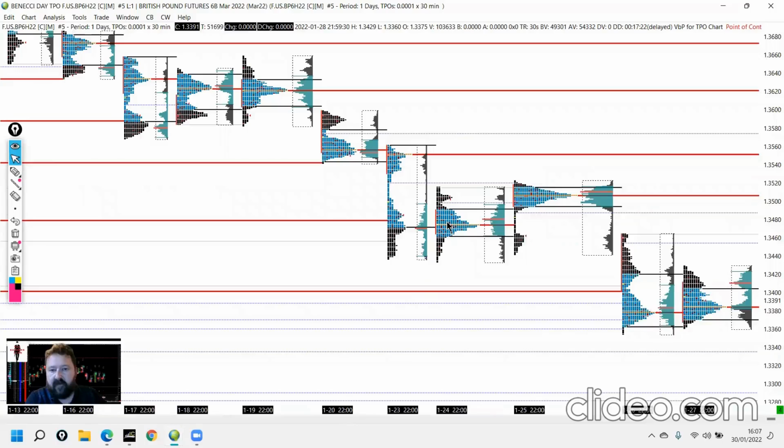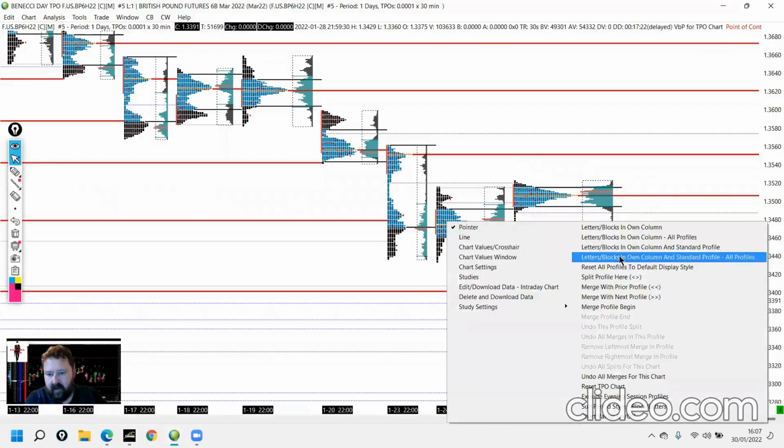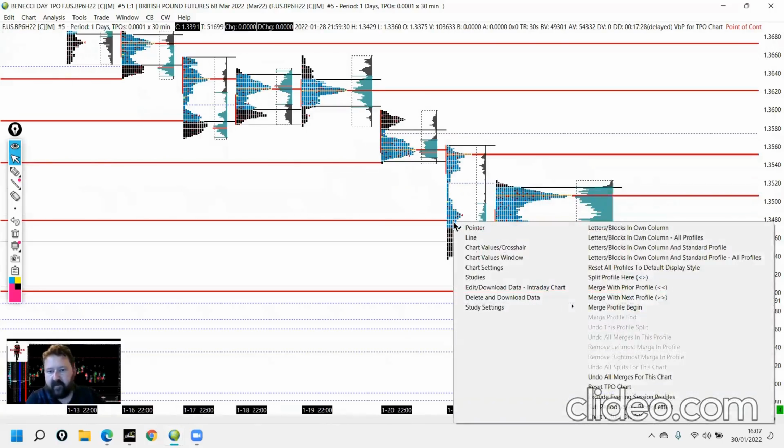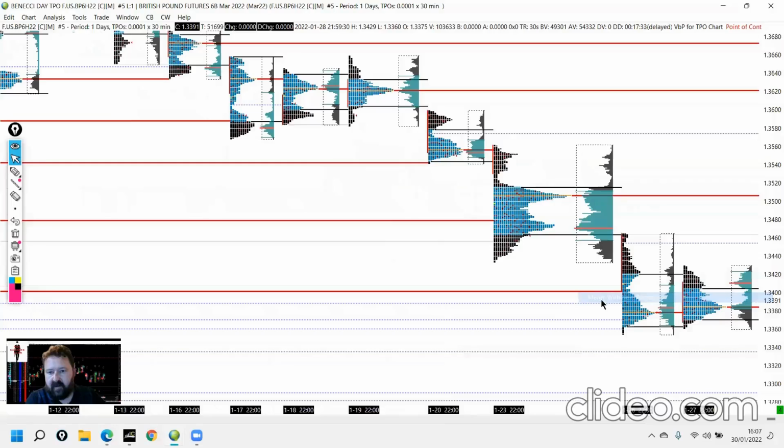You can merge profiles. If I do merge, it's mainly, in all honesty, on the daily charts. So you can merge them to try and find a nice distribution. I'd probably consider that here, because you can see this value area low was respected to the pip.